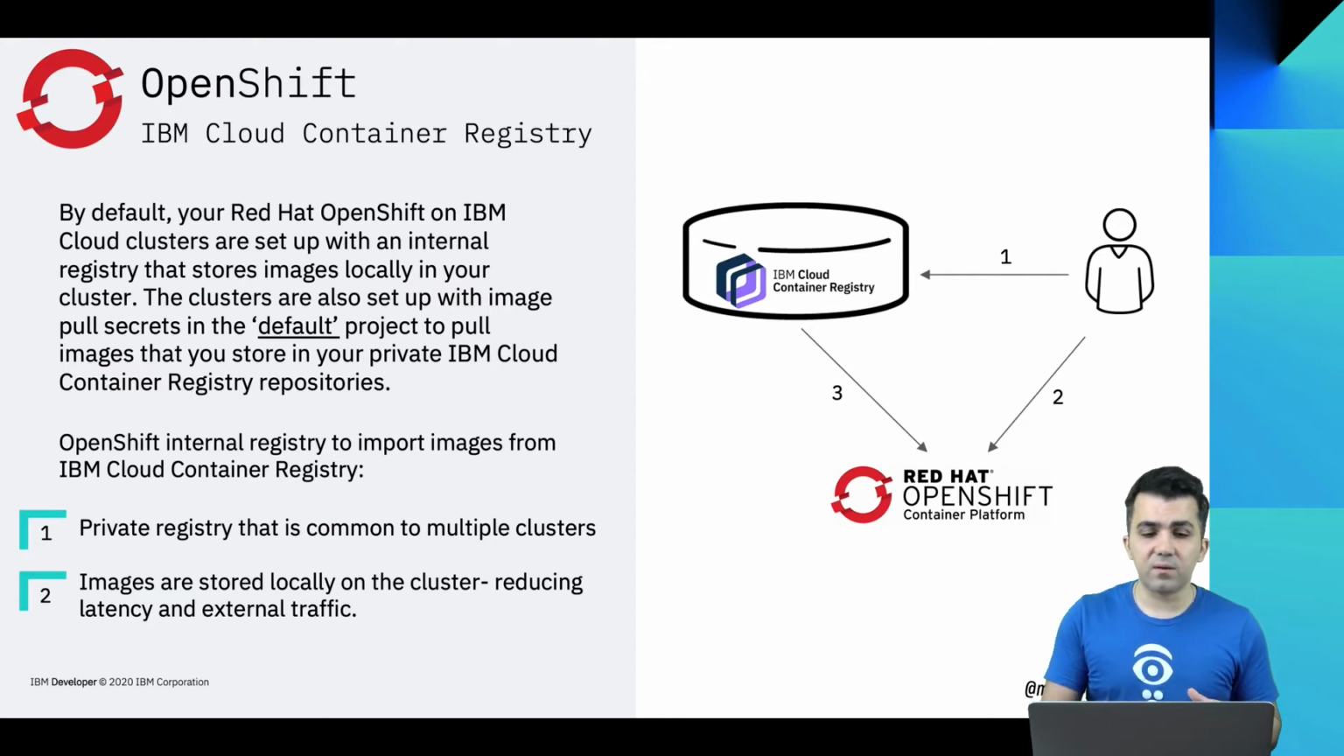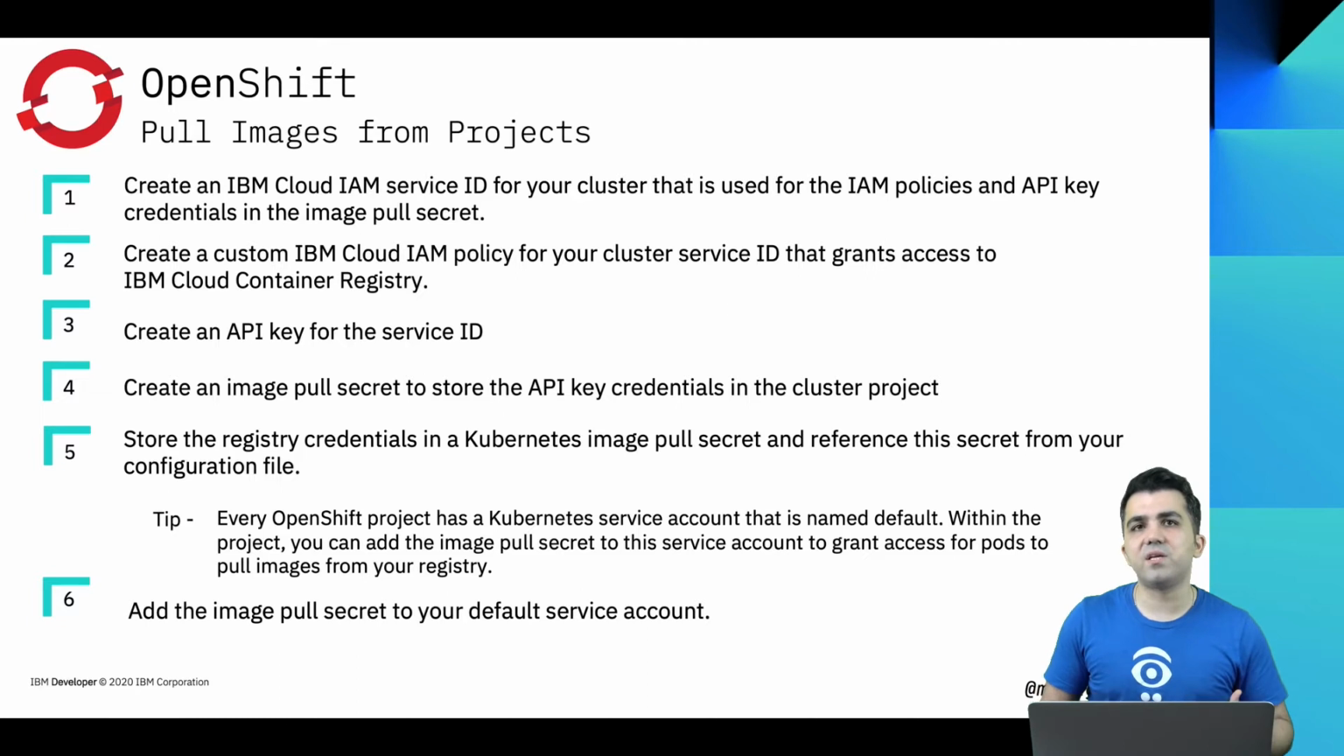Also, one thing you should know is every OpenShift project has a Kubernetes service account that is named default. The one that I mentioned earlier about the default project is different from a service account called default. Within the project you can add the image pull secrets to this service account to grant access to pods to pull images from your registry.